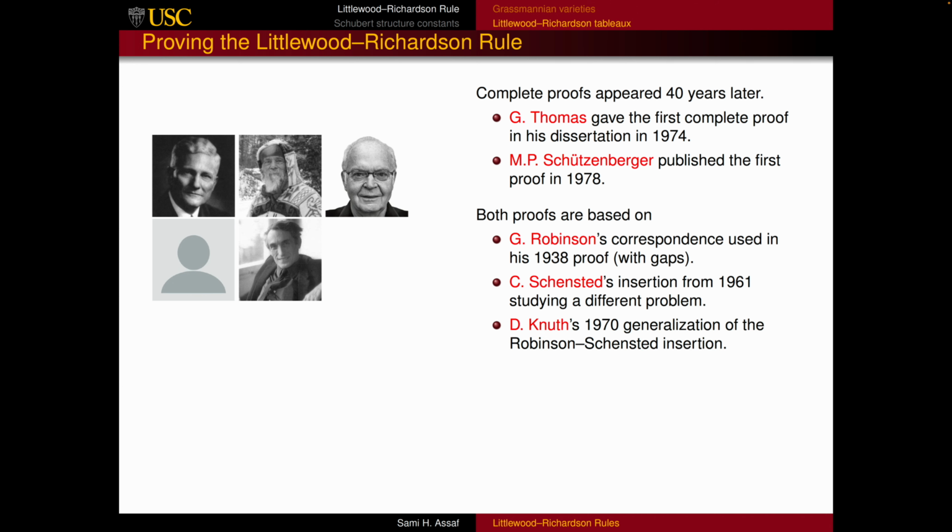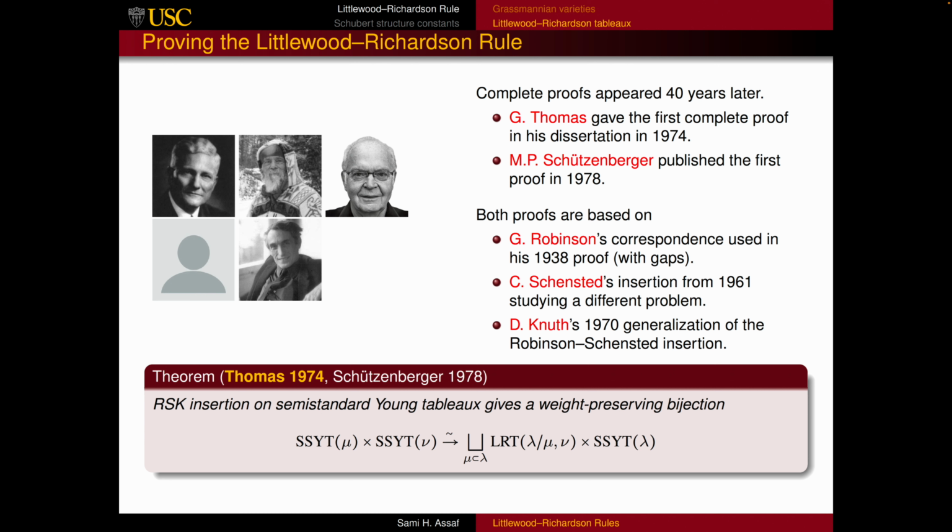And the last ingredient, of course, we've talked about Don Knuth. And in 1970, he generalized what we now call the Robinson-Schensted insertion to become the Robinson-Schensted-Knuth insertion. And he proved a lot of amazing things and added this idea of Knuth equivalence that we spent a lot of time on into the mix. And those are the ideas that Thomas and later Schutz and Berger realized were all that was needed to prove the Littlewood Richardson rule. So here's Thomas's proof.